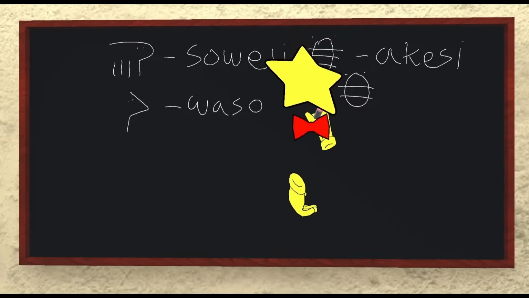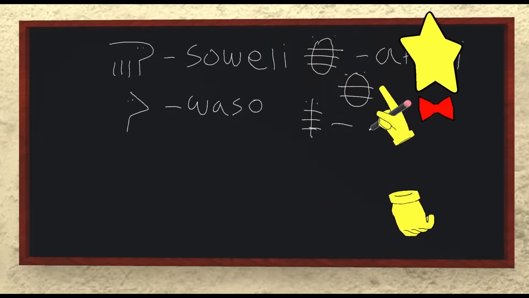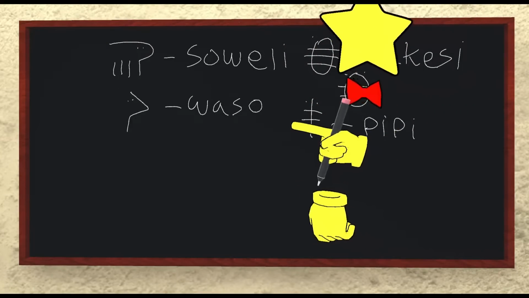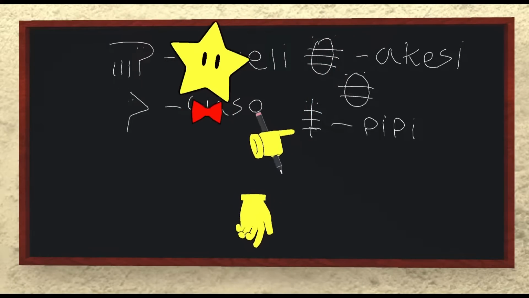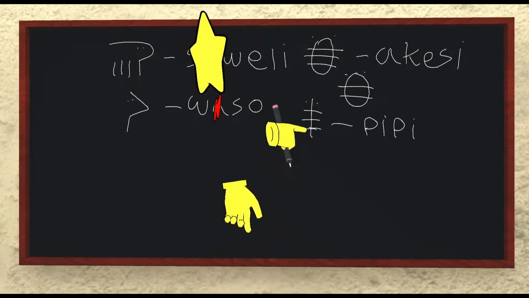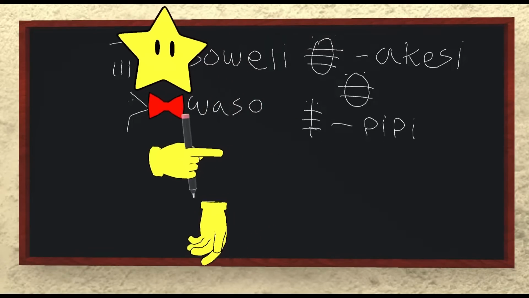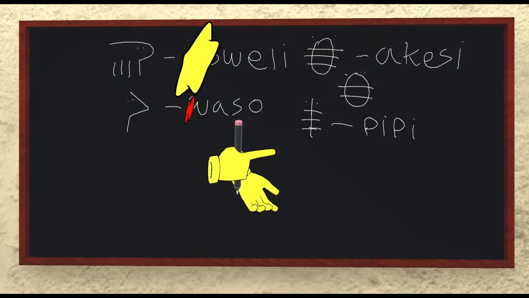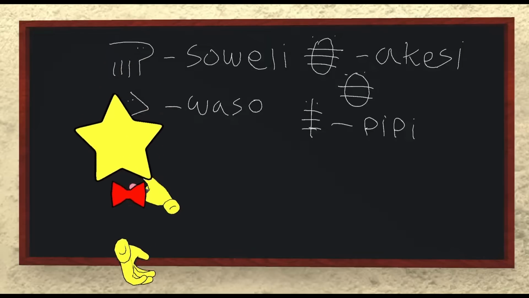Next, we have pipi. That's P-I-P-I. And pipi is drawn very similarly to akesi, but instead of a big circular body, it has just a line down the center. Pipi has to do with bugs, insects, spiders, any sort of creepy crawly thing that is quite that small.